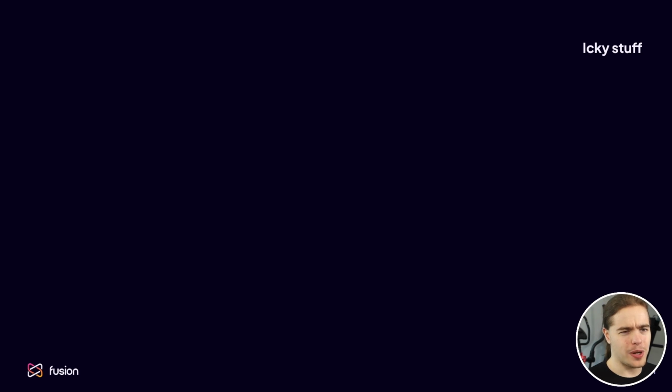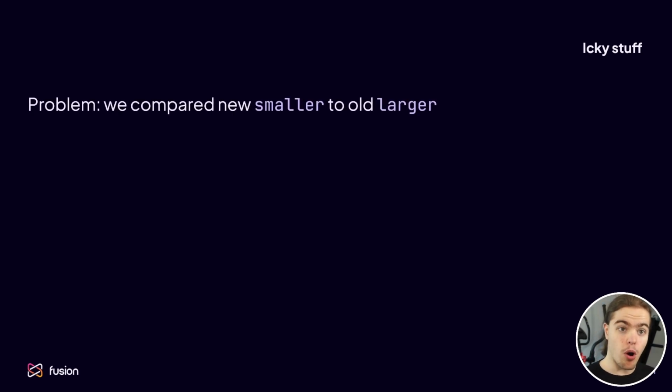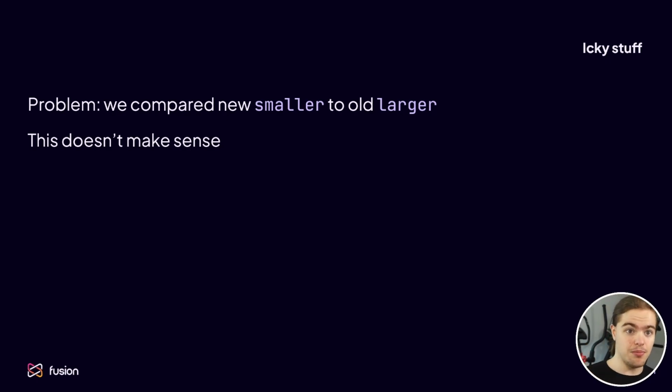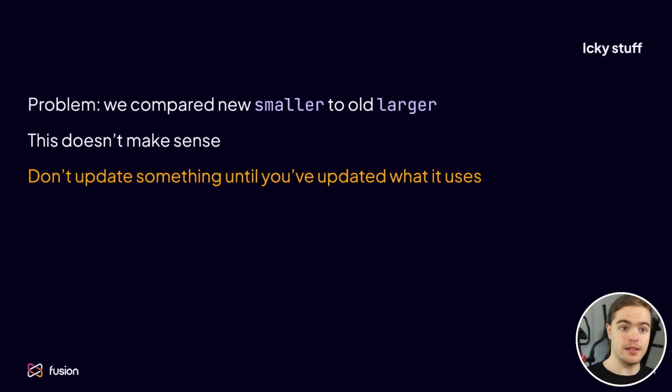So, what went wrong? The problem was that we compared the newer smaller to the older larger, so these values were coming from two different points in time, and they were inconsistent with each other. This doesn't make sense, and it's going to confuse your users, and it's going to cause tons of bugs. We expect our calculations to run on data from the same point in time. That leads us to our golden rule then. Don't update something until you've updated what it uses.